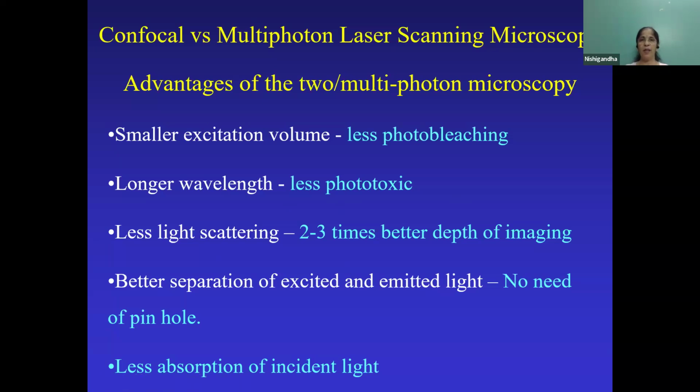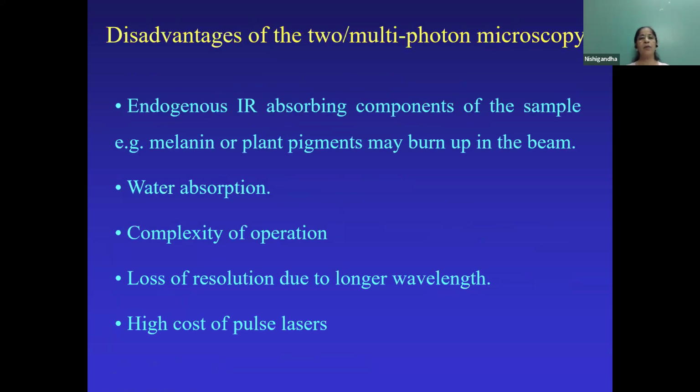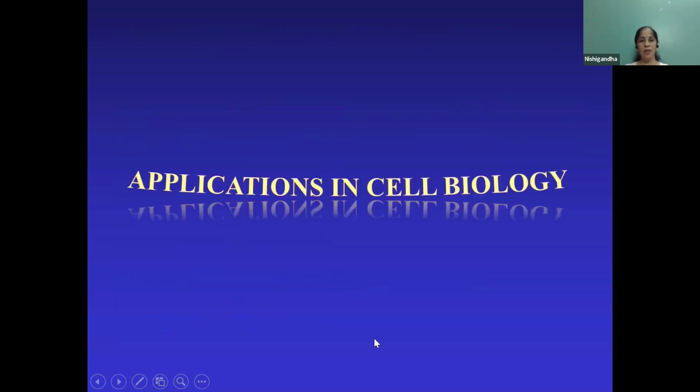and there could be less absorption of incident light being longer wavelength. However, there are some disadvantages too. For example, there are some pigments like melanin or plant pigment which absorb this infrared, and therefore they might burn in the beam. There could be absorption of water because of this, and the operation is a bit complex because you need a pulse laser, and resolution could be less because we are using longer wavelength. You all know resolution is directly proportional to the wavelength. So naturally, if you're using longer wavelength, the resolution will be less. And then cost of pulse laser is another major issue. They are much costly as compared to normal lasers.